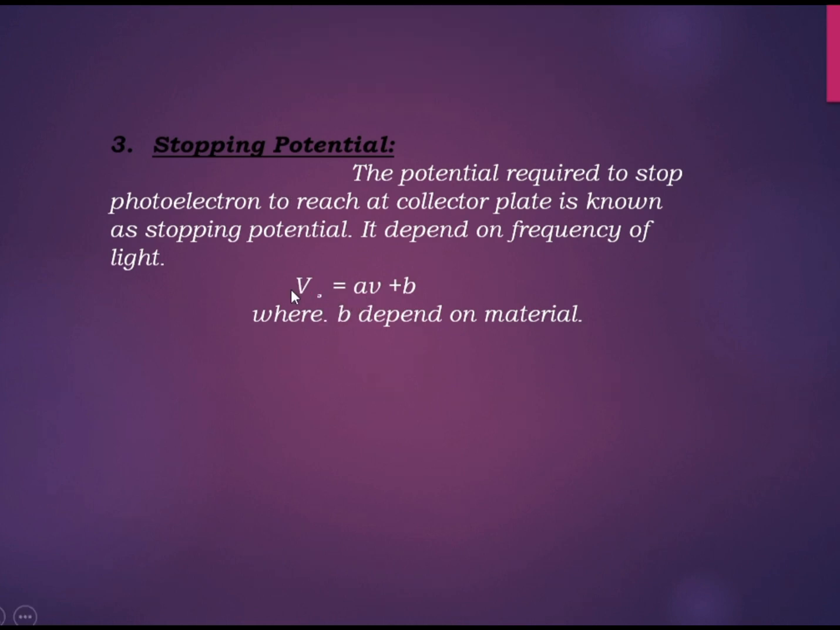Now let us discuss the graph between this stopping potential and the incident frequency. So this is V naught, the stopping potential, and this is frequency. If we compare this equation with the equation of a line, A is the slope of the straight line and B is the intercept. Since B depends upon the nature of the material, the intercept will change for different materials, but the slope will remain the same. Suppose this is one material, and this is a second material. The slope of both materials is the same, but the intercept is changing.